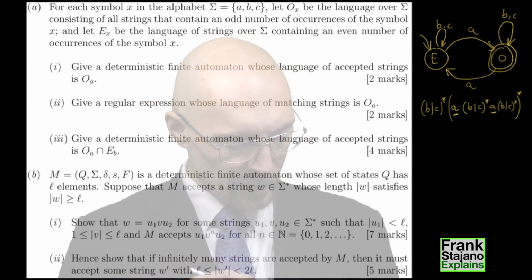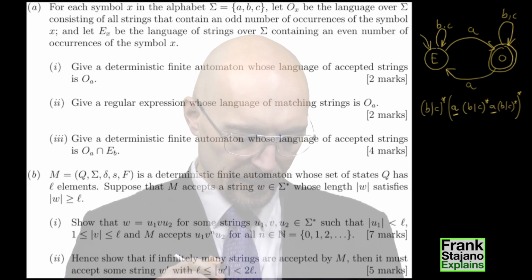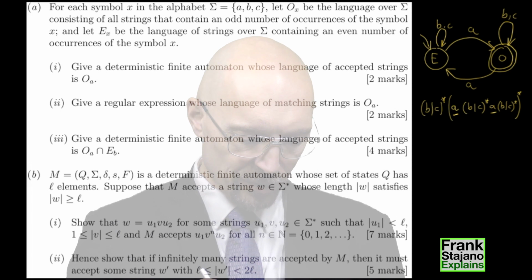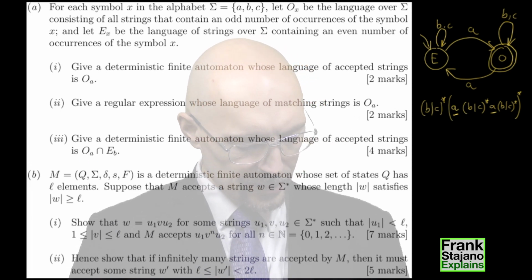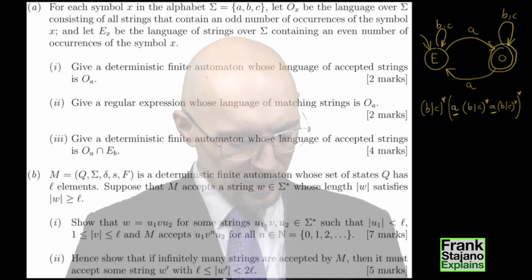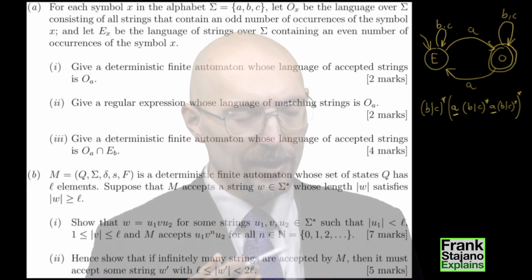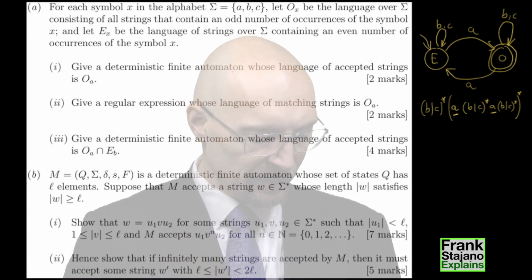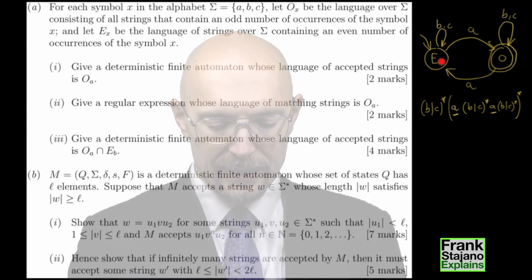Okay, so the third sub-question. Give a deterministic finite automaton, okay, one of those, whose language of accepted strings is OA intersected with EB. So this means give me an automaton that recognizes all the strings that have an odd number of A's and an even number of B's. So an odd number of A's I've already done here.